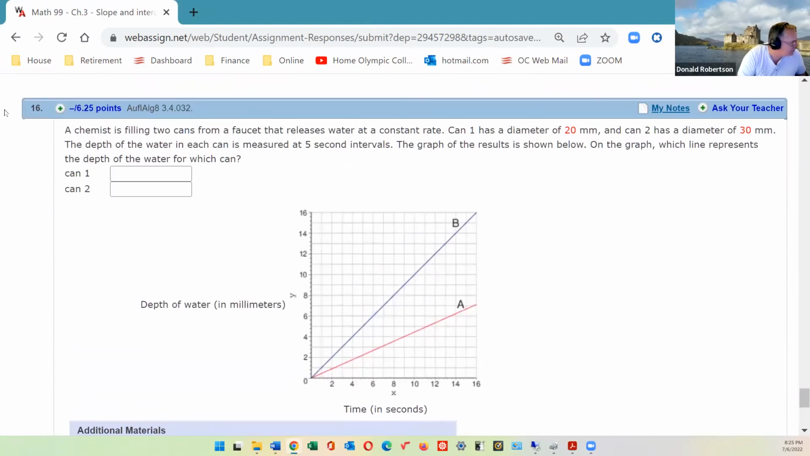Now, the last question is question 16. What it has here is a chemist is filling 2 cans from a faucet that releases water at constant rate. Can 1 has a diameter of 20 millimeters and can 2 has a diameter of 30. And the depth of water in each can is measured at 5 centimeter intervals. The graphs of the results are shown below on this picture, right? Which line represents the depth of the water? Now, let's read that again. On the graph, which line represents the depth of the water for which can?